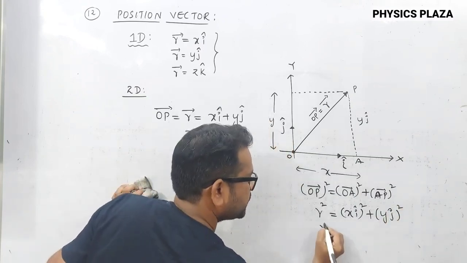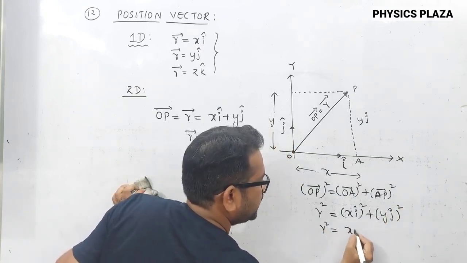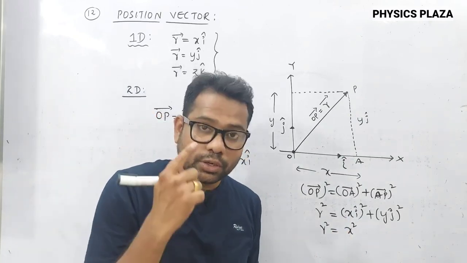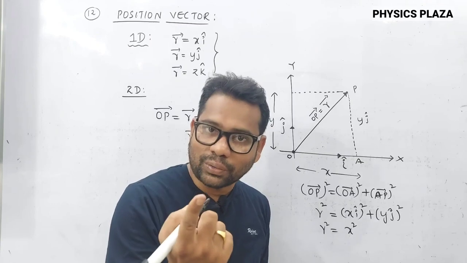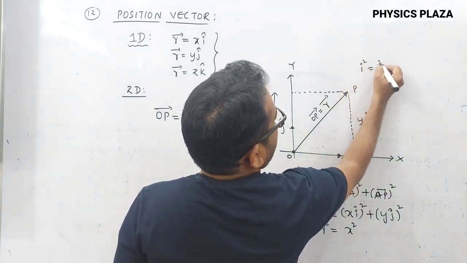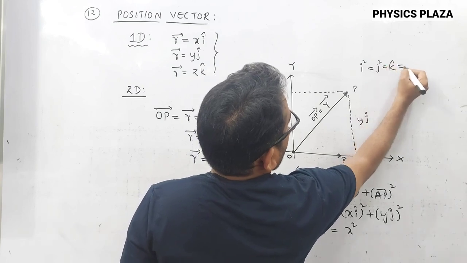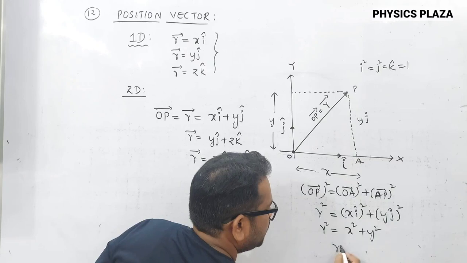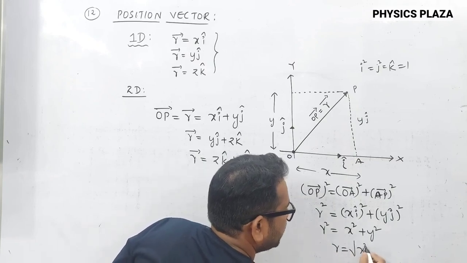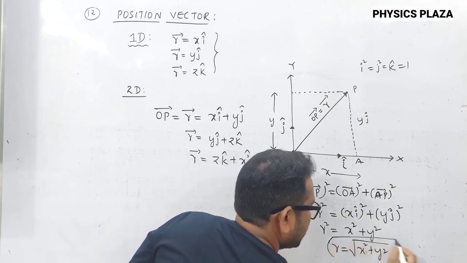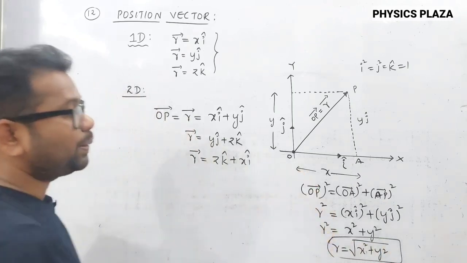So it can be written as R square is equal to x square i square plus y square j square. The i square value is 1. Why? i is a unit vector whose magnitude is 1, and 1 square is 1 only. It means here i square is equal to j square is equal to even k square, also 1 only. So I can add x square plus y square. So here r is equal to the square root of x square plus y square. So children, this is how we can calculate the magnitude in the xy plane.